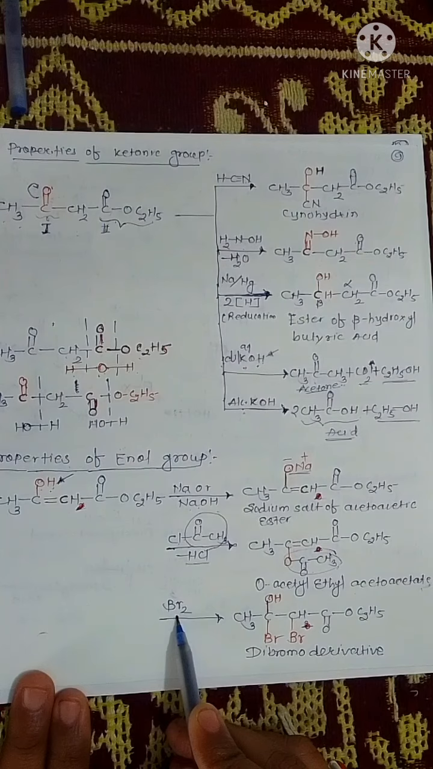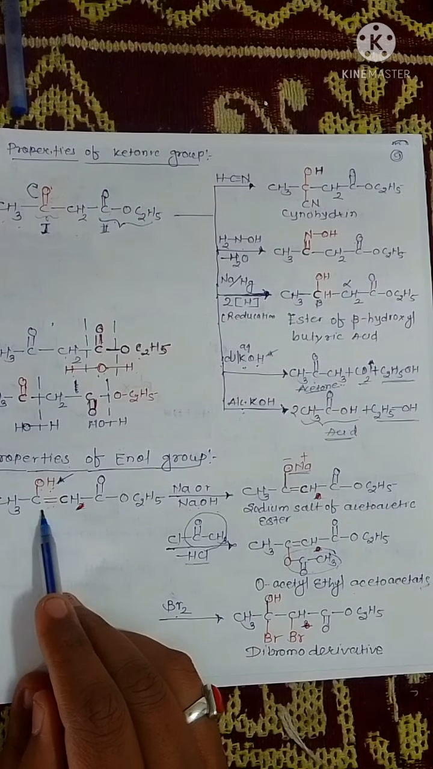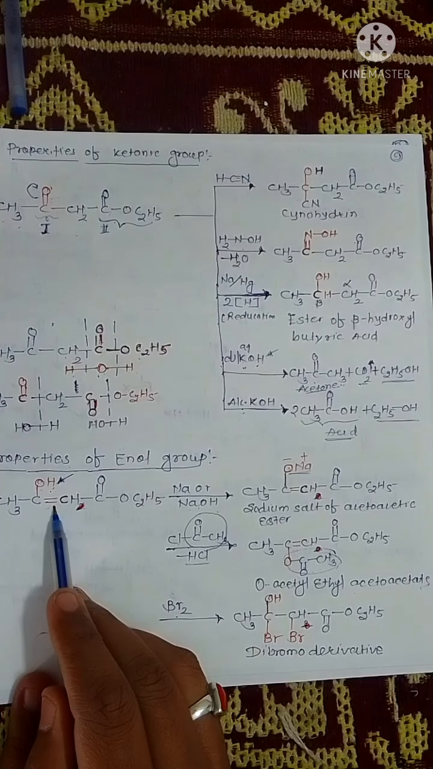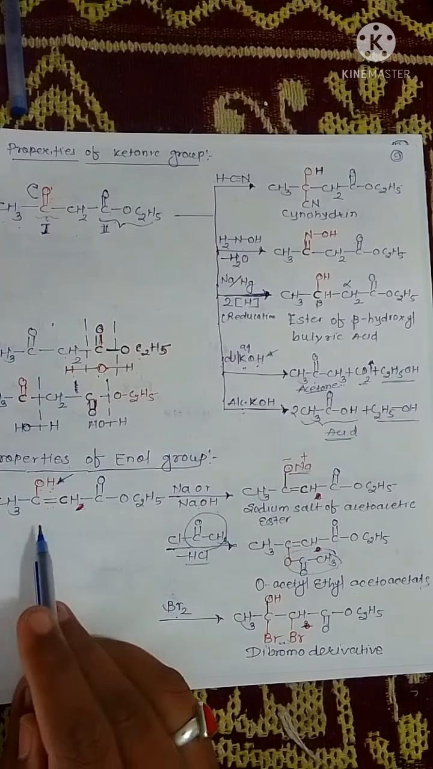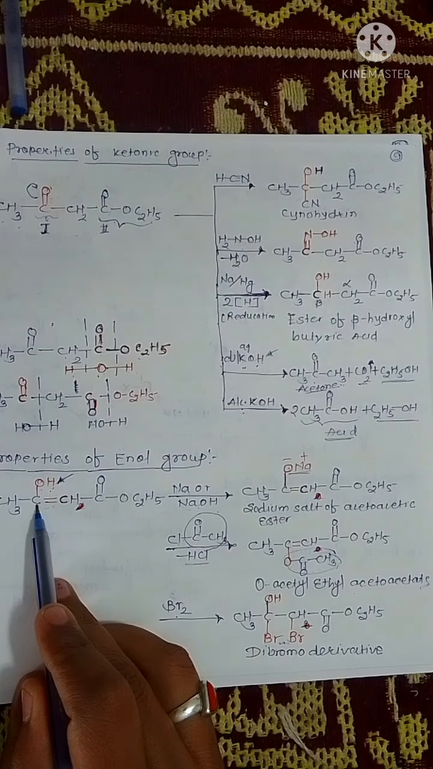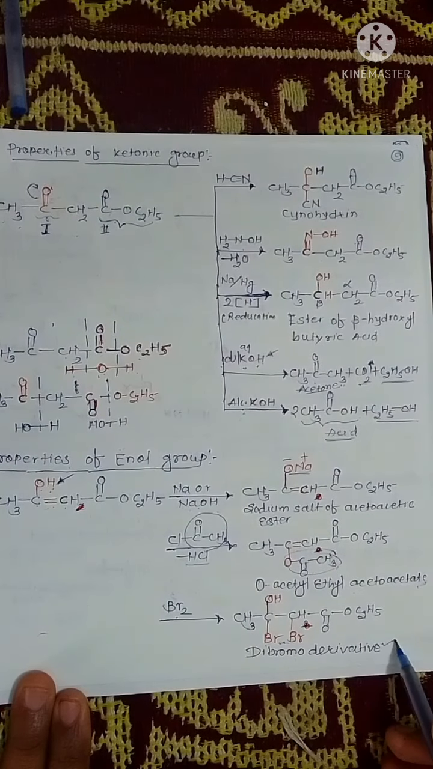If we add bromine to this compound, what is going to happen? This double bond breaks away and an addition reaction goes on. So both the bromines add, one of the bromines adds on this carbon, the other adds on this carbon. So we got a dibromo derivative.